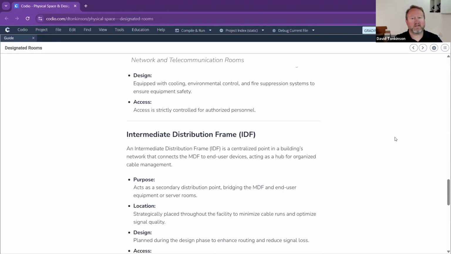So imagine your data center floor has all its top of rack switches. All those top of rack switches will end up connecting through to an IDF, so your intermediate distribution framework. And then the intermediate distribution framework will whiz round to the MDF if it is a large enough data center.